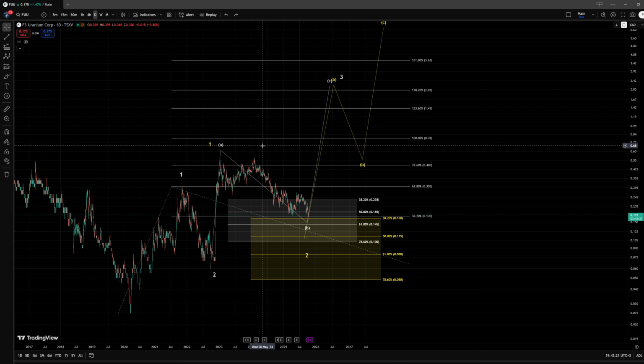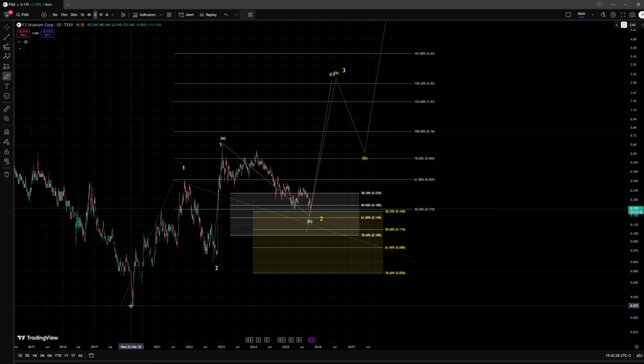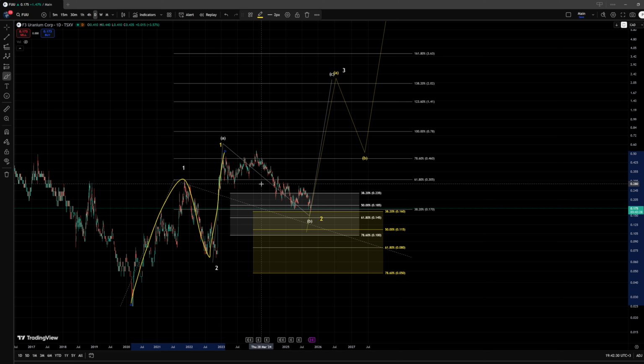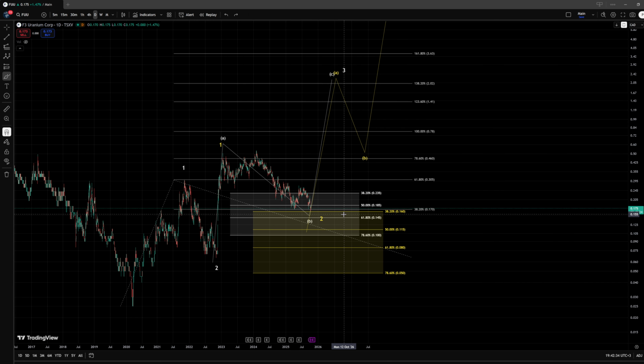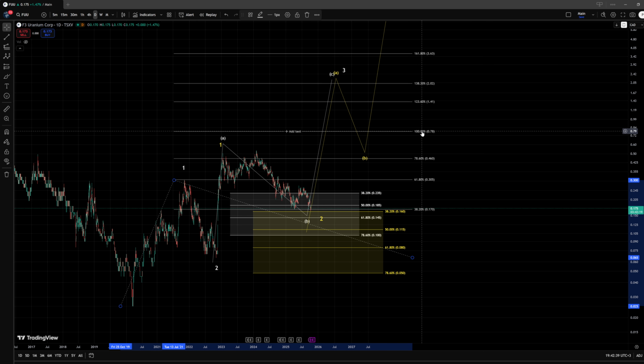Now personally, I do slightly prefer the yellow scenario, where we fulfill the entire wave 1 all the way up here in an ABC structure, and now I'm looking here at an ABC structure or something like this within the wave 2. But I'm also open to the white scenario working out.